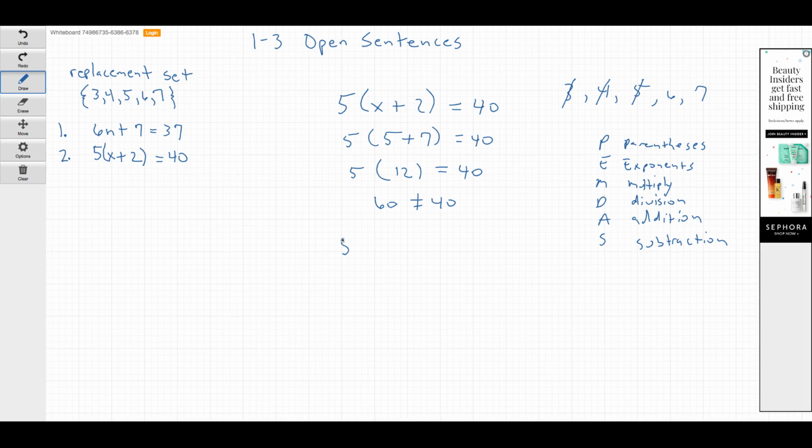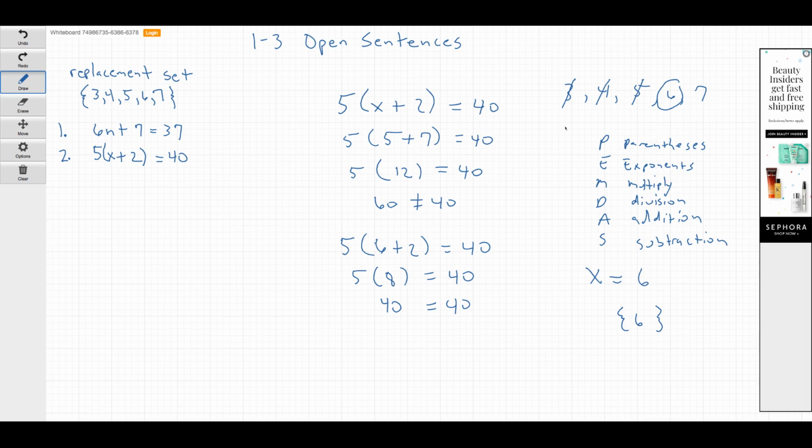So then we could come down here. I won't belabor you with the erasing. We could use 6 plus 2 equals 40. What's in parentheses? 6 plus 2 is 8. So we have 5 times 8 is 40. 40 equals 40. So that is our correct answer in this instance. So x equals 6, and your solution set is 6.